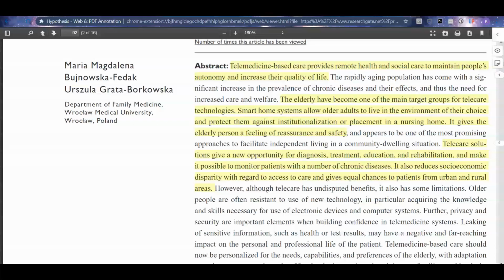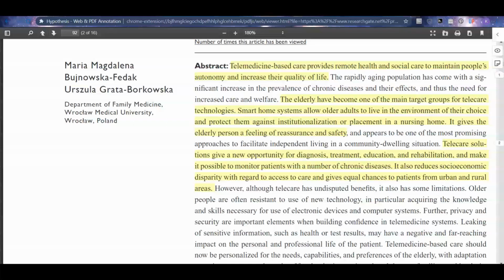So this is exactly what I'm looking for. It covers a population who might not always have equal access to healthcare, who very much need it. And so not only does it cover the elderly population, but it also specifically addresses patients from urban and rural areas. And so this article is going to help me address the idea that telemedicine is good because one of my reasons, it increases access to healthcare.